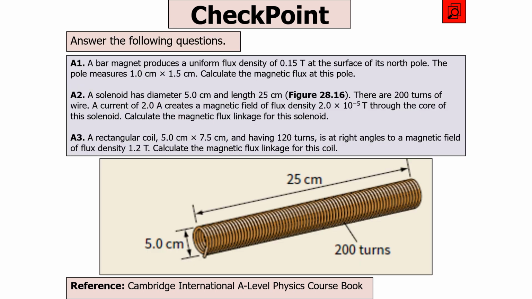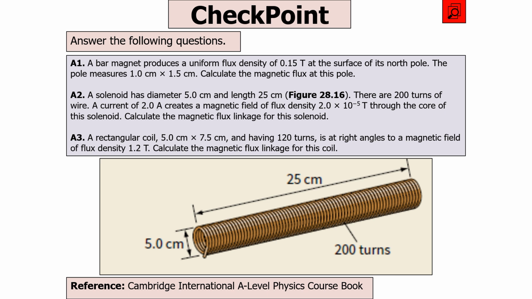The next question says, a bar magnet produces a uniform flux density of 0.15 teslas at the surface of its north pole. The pole measures 1 centimeter by 1.5 centimeters. Calculate the magnetic flux at this pole. A solenoid has a diameter of 5.0 centimeters and a length of 25 centimeters. There are 200 turns of the wire. A current of 2 amps creates a magnetic field of flux density 2 times 10 to the minus 5 teslas through the core of this solenoid.